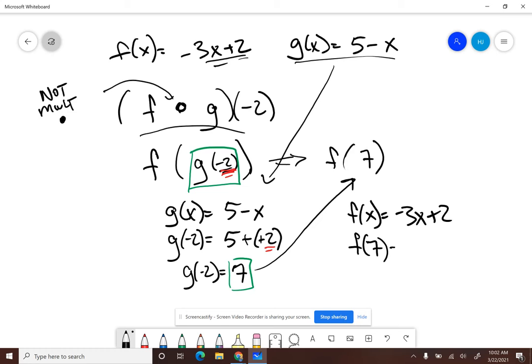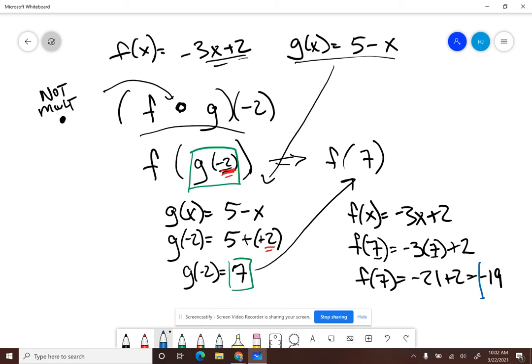So f of 7 equals -3 times 7. Again, I'm substituting in this 7 everywhere I see x in my original function, plus 2. So f of 7 equals -21 plus 2, which equals -19. Ladies and gentlemen, this right here would be my final answer, -19. Okay, so again, I just take my two functions that I'm given and I work from the inside out.